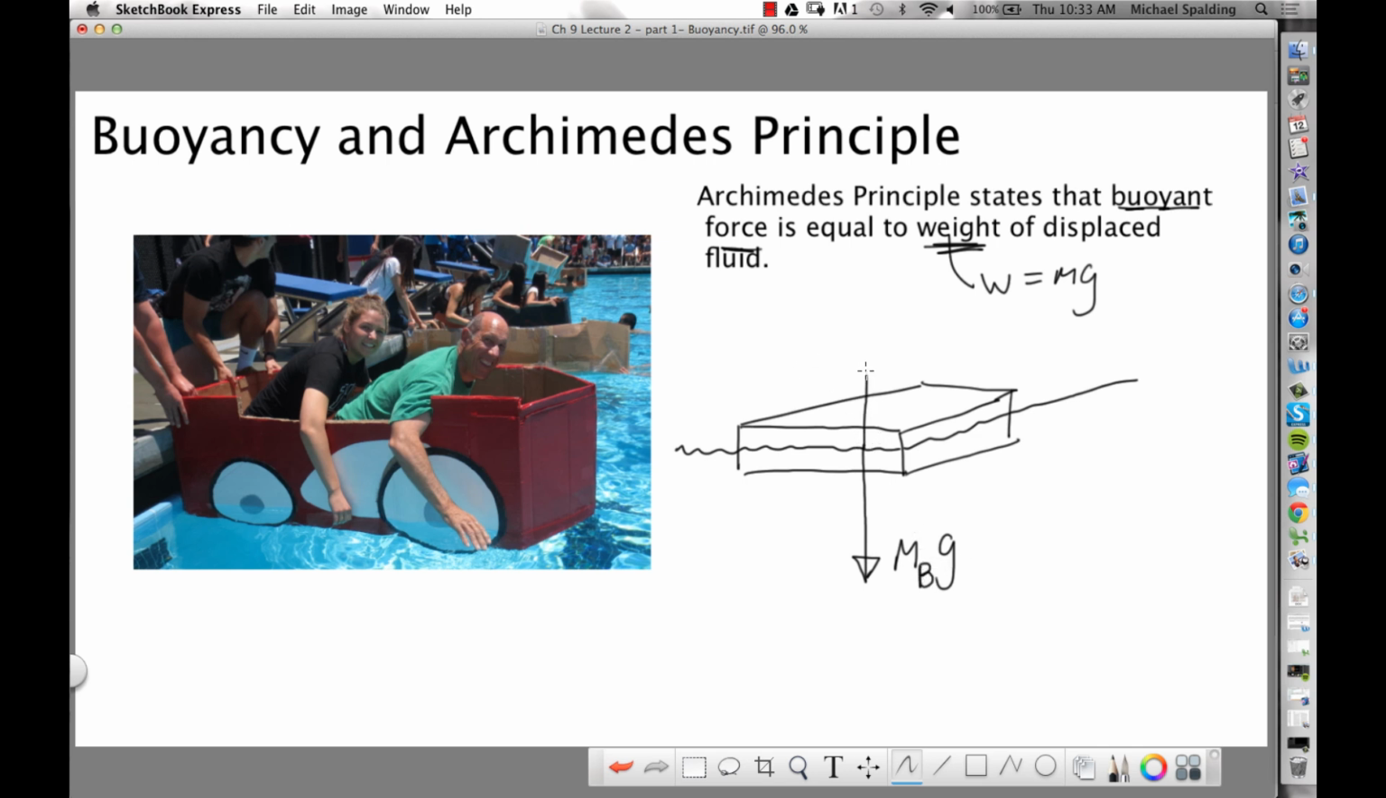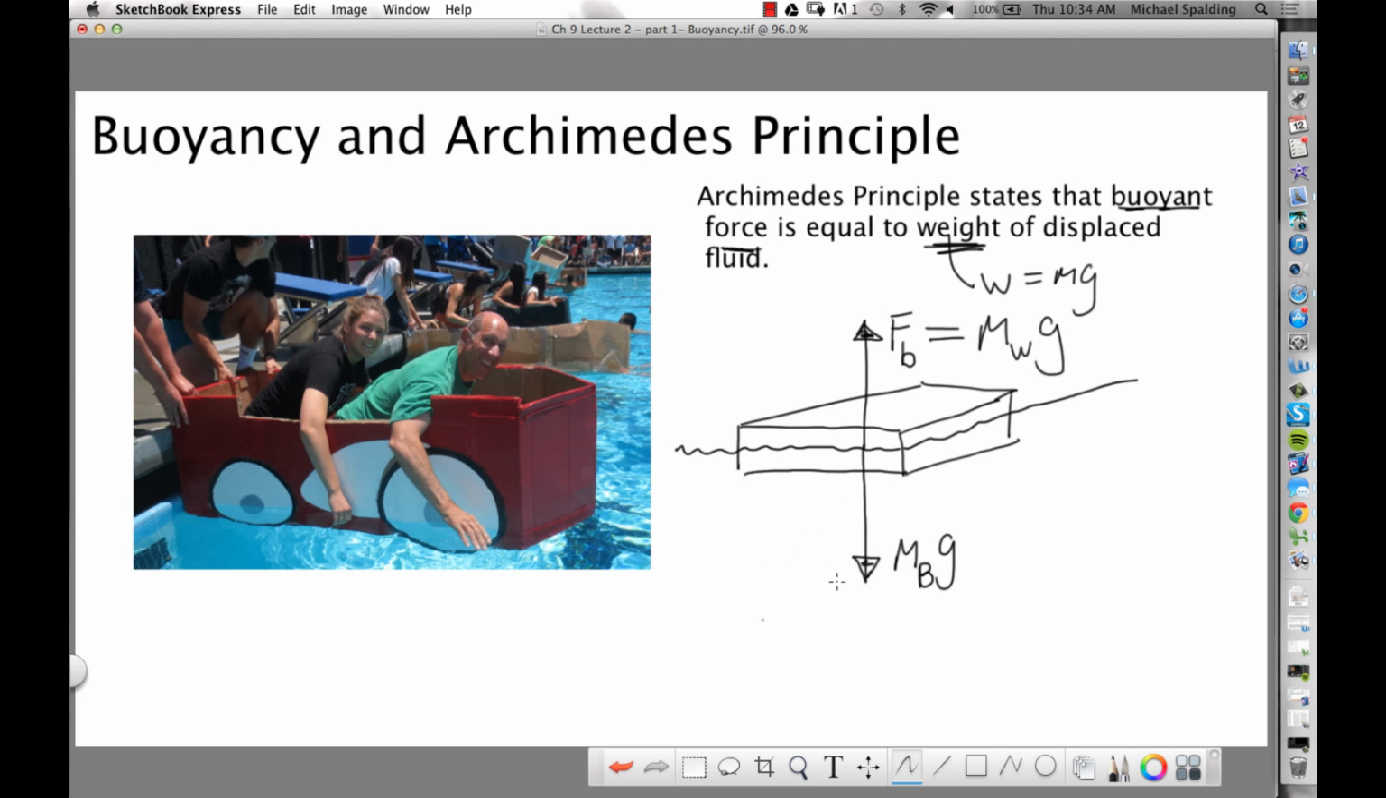Okay, and then what's the upward force? The buoyant force. So I'll do little b for buoyant, big B for boat. Okay? Archimedes Principle tells us that this buoyant force is going to be equal to the weight of the displaced fluid, which in this case, what's the fluid? Water. Sometimes the fluid will be oil. Sometimes it'll be air. Air is a fluid. Sometimes it'll be helium. But here it's water. So this is going to be mass of water times gravity.